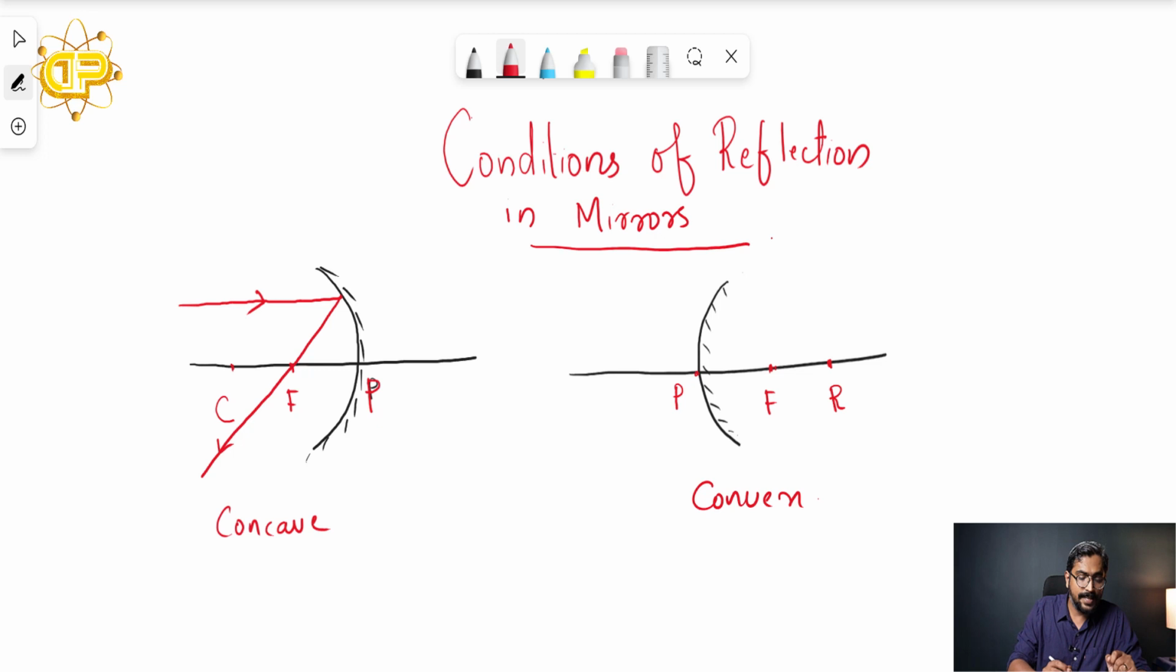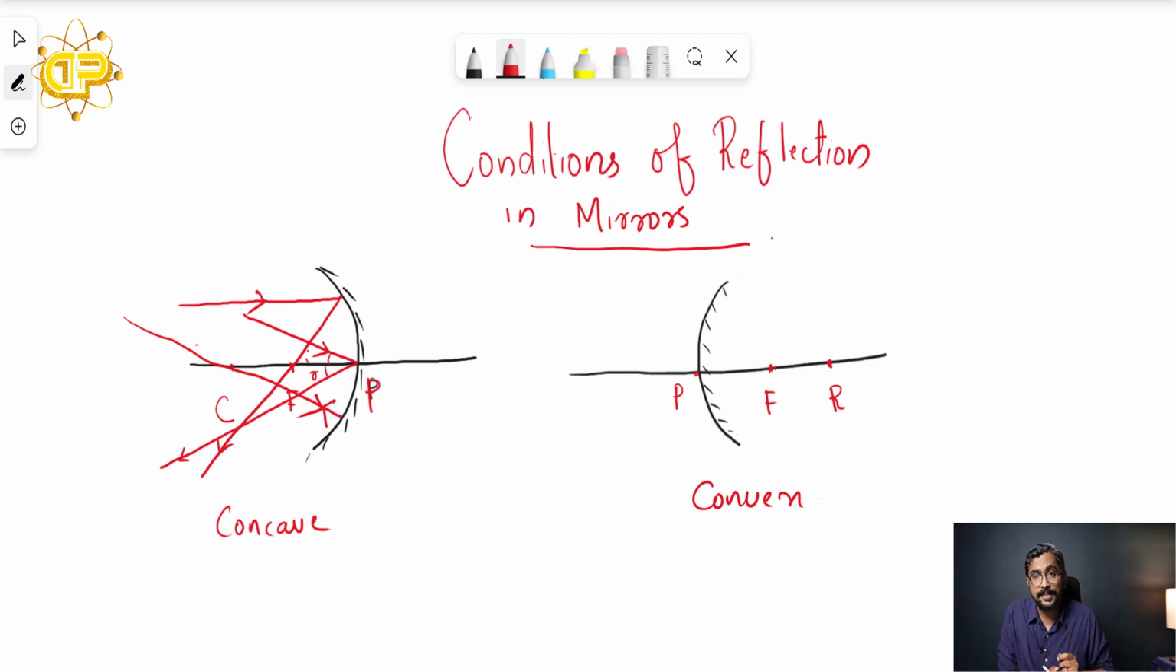Now, the next case is that if a ray is passing through the center of curvature, then after reflection, you can see that the ray will rebound back through the same path. It will just rebound through the same path, and this is the second condition. And the third one is that if an incident ray is falling on the pole, then angle I equals angle R will be formed there, and it will move like this. So these are the three conditions in the case of a concave mirror.